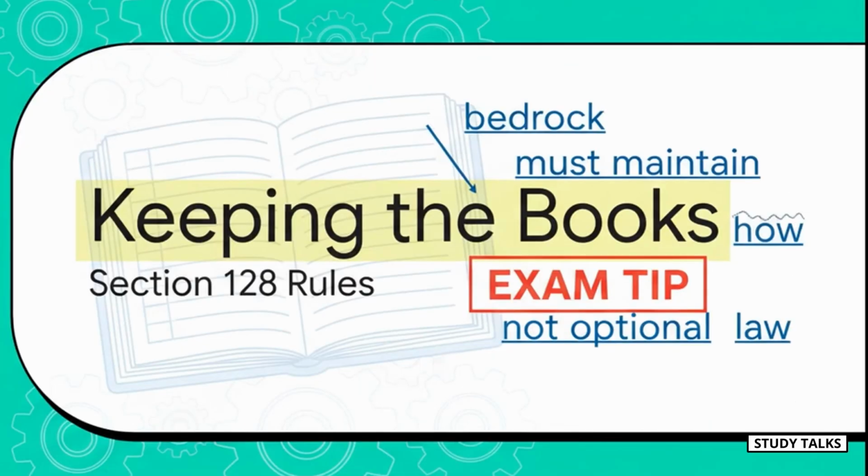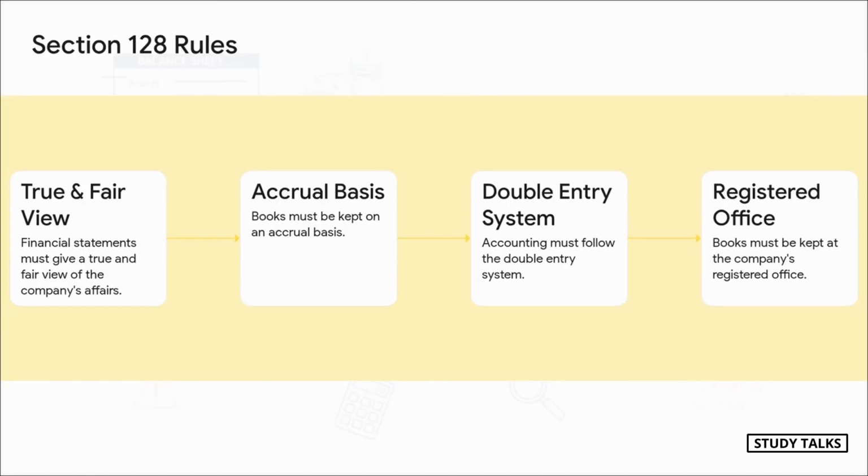Now we're getting to the absolute bedrock of company accounting, Section 128. This section tells every single company how it must maintain its books of account. And this isn't a suggestion, it's the law. Section 128 really just boils down to 4 golden, non-negotiable rules. 1. Your books must always present a true and fair view. 2. You have to use the accrual basis, not the cash basis. 3. It must be the double entry system. That's the foundation of everything we do in accounting. And 4. The books have to be kept at the company's registered office, unless the board passes a resolution to keep them somewhere else.